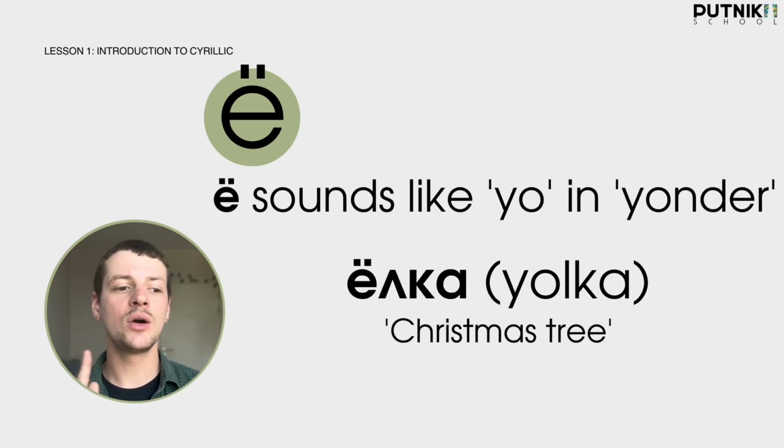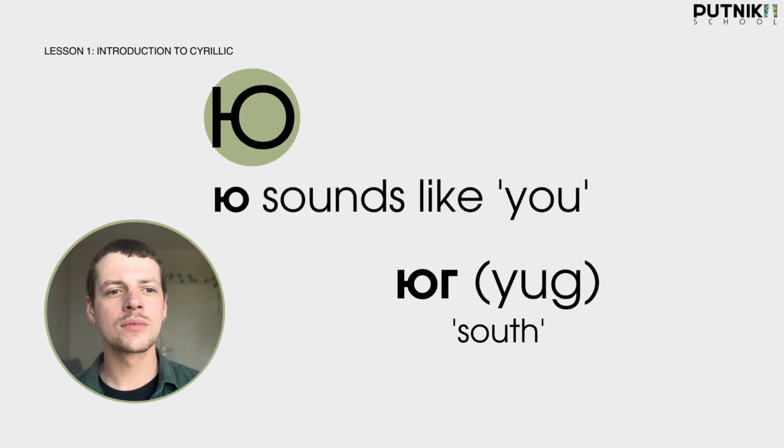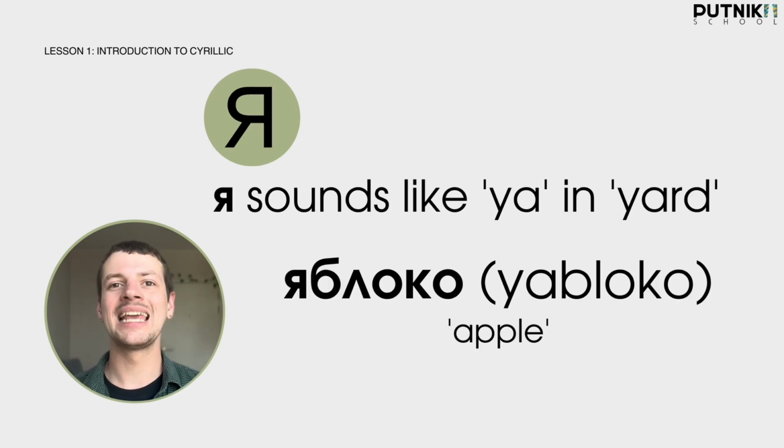Yo sounds like Y and O in yonder. For example, yolka, which means Christmas tree. The sound Yu sounds like you. For example, yug, which means south. And the last one is the sound Ya. It's like Y and A in yard. For example, яблоко, which means apple.